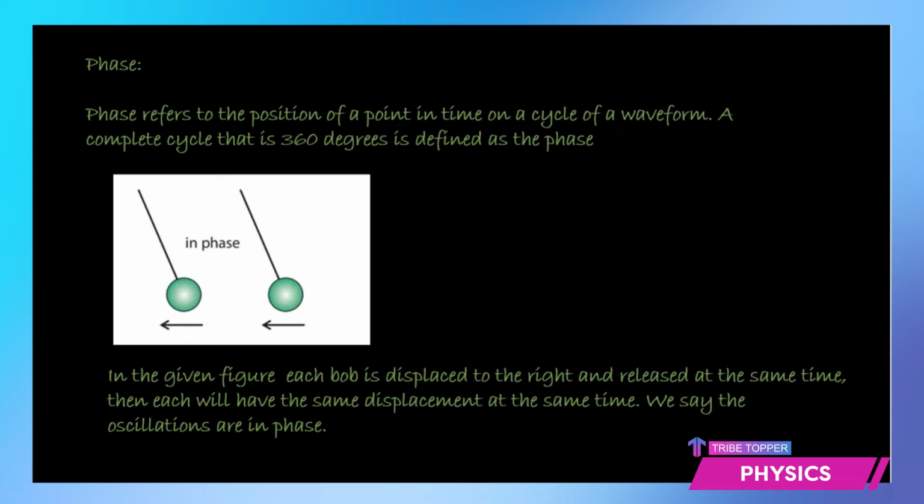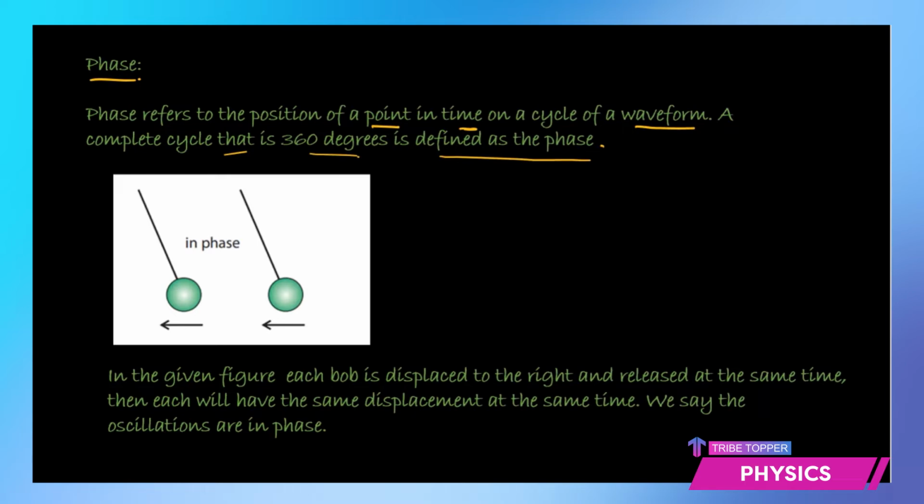In this video session, you're going to learn about phase and phase difference. So let's try to understand what we mean by phase. Phase refers to the position of a point in time on one cycle of a waveform. So if I draw a waveform, we refer to the position on that waveform. One complete cycle is 360 degrees. That is also known as a phase. So that's one full phase.